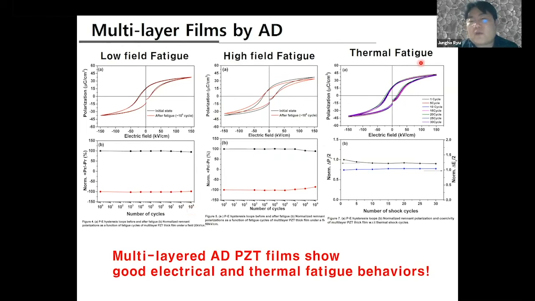And thermal shock is also one of the serious issues in the industry. So what we did is change the temperature from minus 30 to 85 degrees C in 30 seconds, to see how many cycles the films can survive. We tried 30 cycles, changing the temperature from -30 to 85 degrees C 30 times, but there was no significant change. So even though we made multi-layers, there was no critical issue in the reliability.